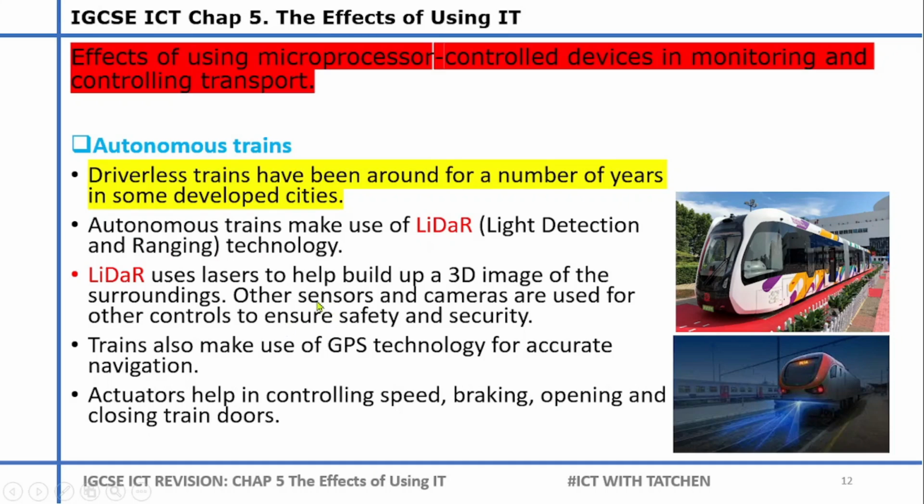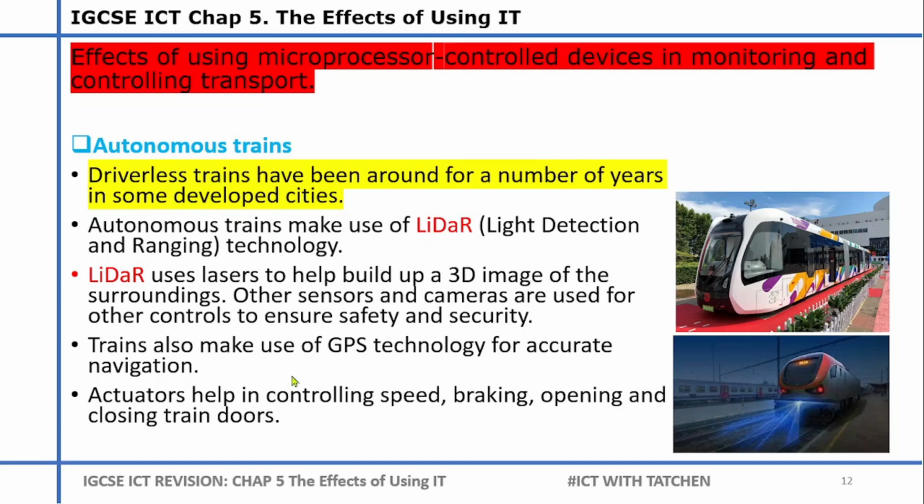They are also equipped with sensors and cameras for control to ensure safety and security. We also find trains make use of GPS technology for accurate navigation. That's why I said previously that GPS technology will be really important if we want to fully transition into autonomous vehicles. Of course, you don't want a car or a train to move from A to B and it ends up coming out at C.